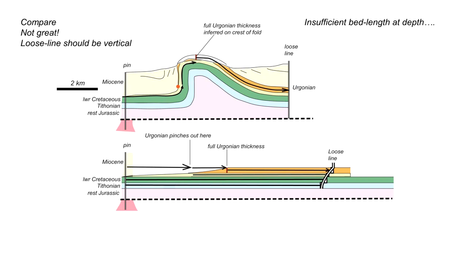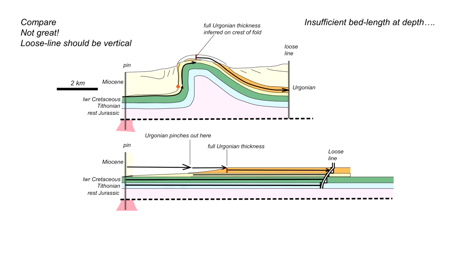So how's the loose line? Well, the loose line should be orthogonal to the layering, in other words vertical, on the restored template if all the layers have experienced the same horizontal contraction, and they're not. Our restoration shows a fairly common problem when you first attempt to restore cross-sections, particularly in folds like these. There's insufficient bed length at depth. In other words, the Tithonian is not long enough to match that length of the Ergonian, and so forth.